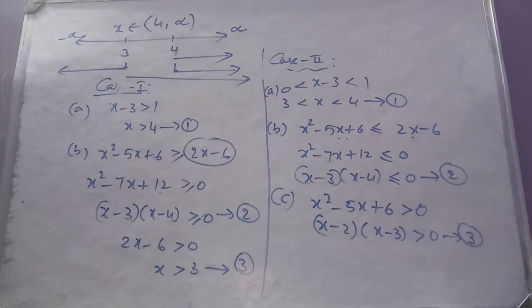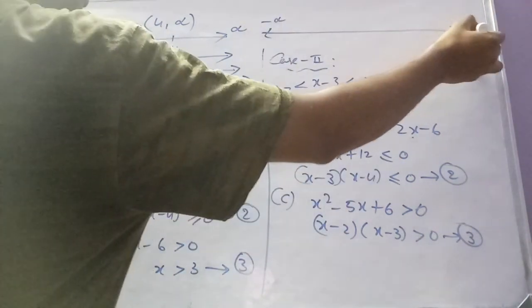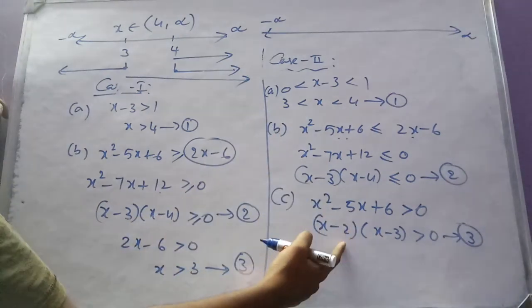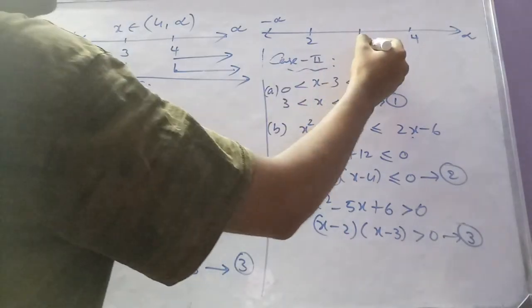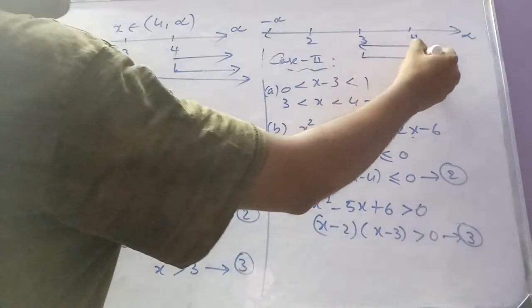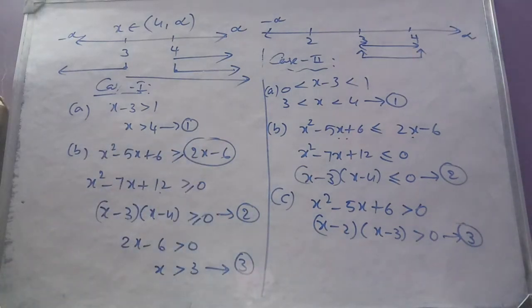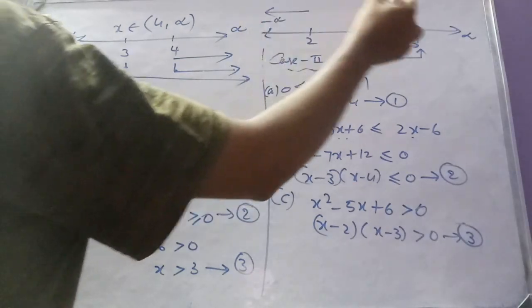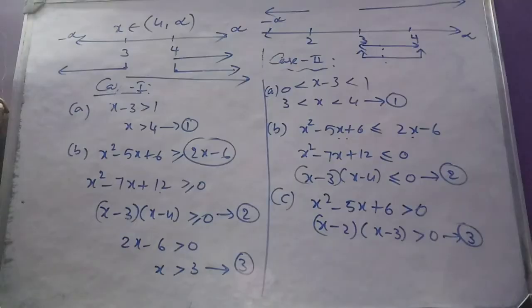Let us go for the solution set of case 2. If you go to case 2, minus infinity to plus infinity, we mark 2, 3, 4. The first inequality says the solution is between 3 and 4. The second inequality says the solution is also between 3 and 4, including 3 and 4. The third inequality says the solution is not between 2 and 3, that means it is less than 2 or greater than 3. Therefore the three lines are present in the interval (3, 4). That means the solution set is x belongs to (3, 4).